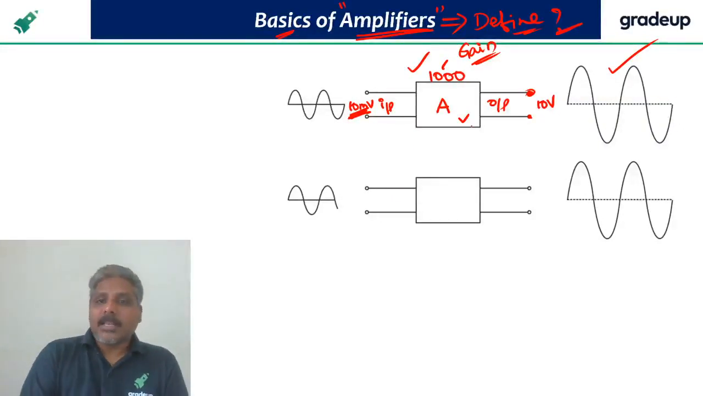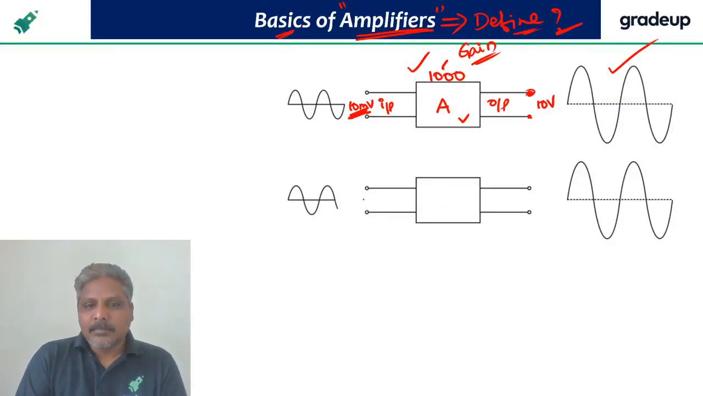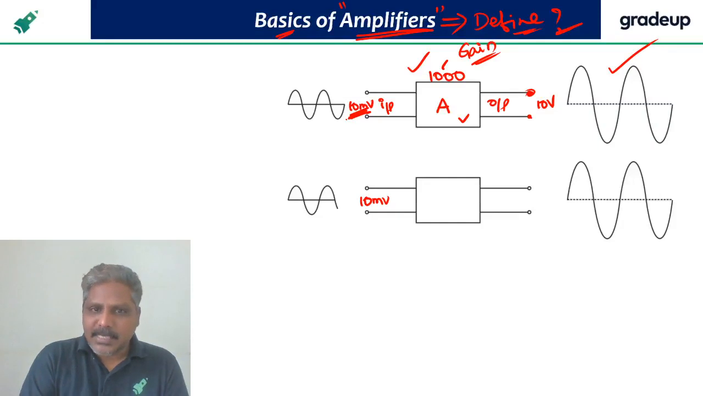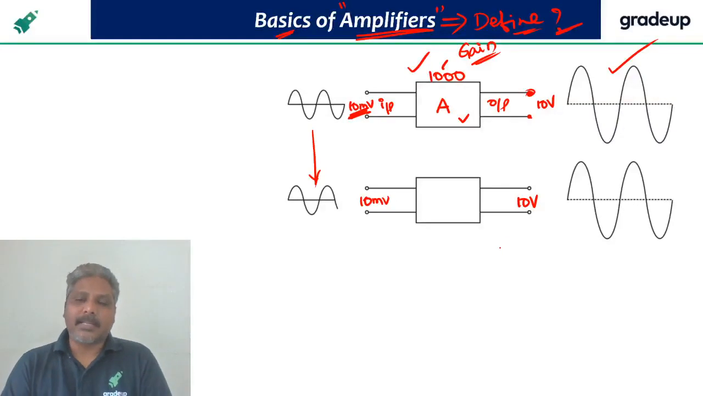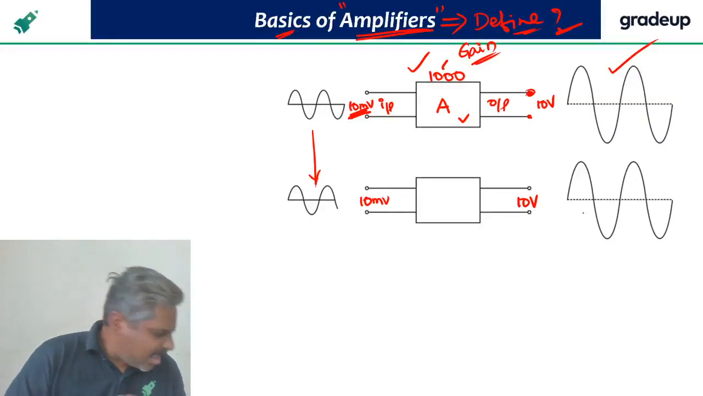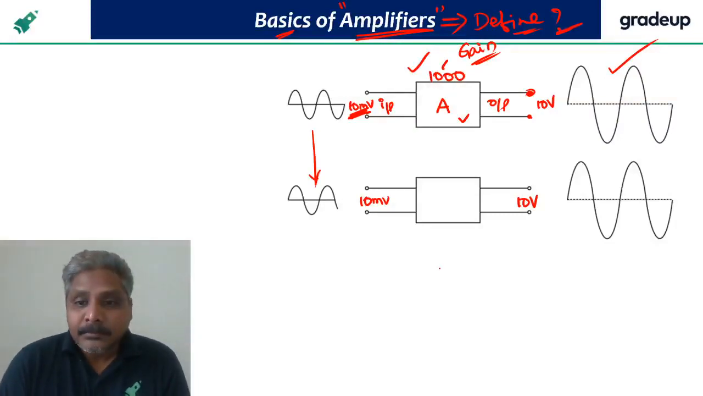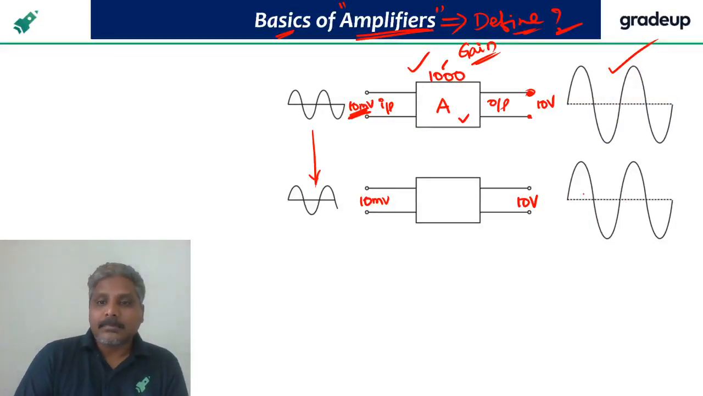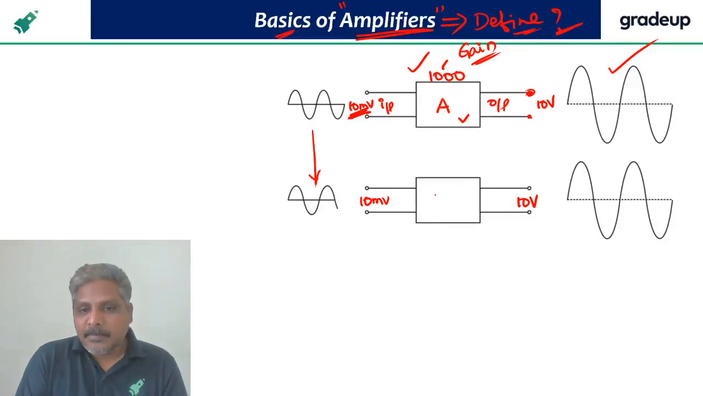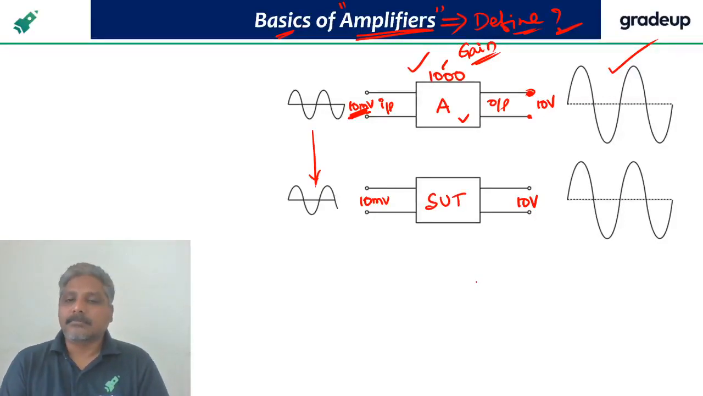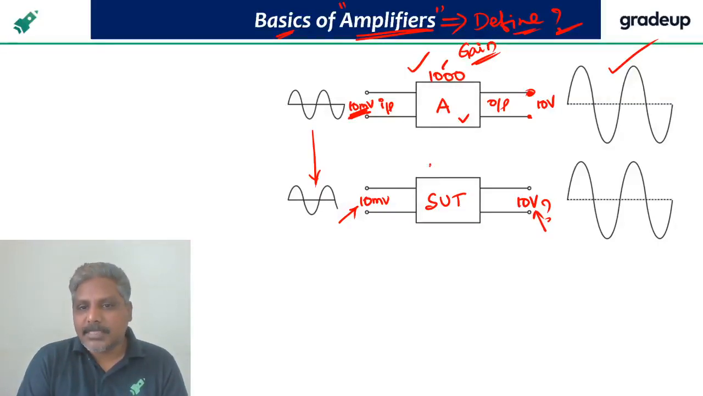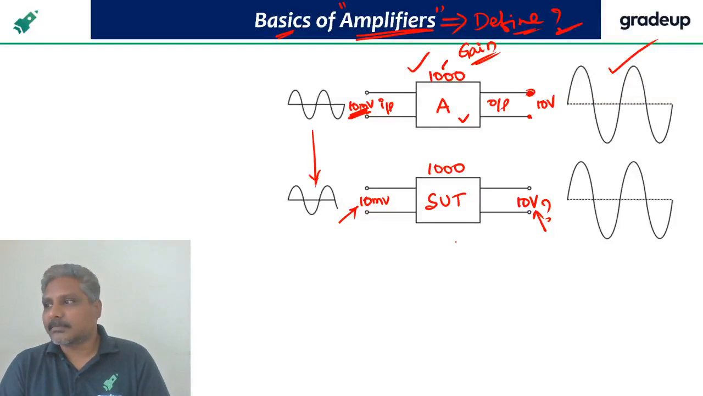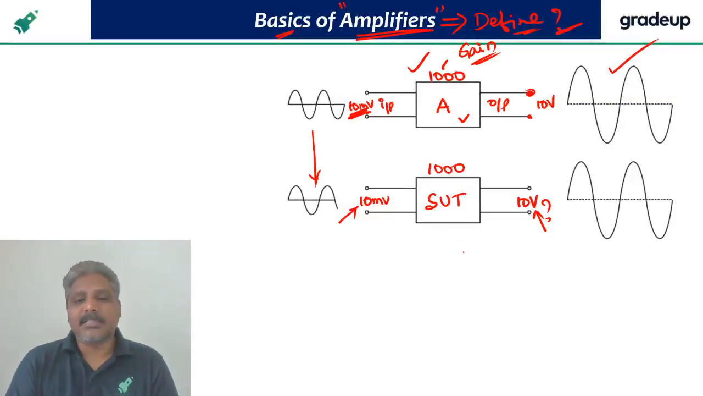Right? Now let me take another circuit. I'm not naming what it is. Here also let us say a 10 millivolt signal is applied. Same signal, whatever you apply here, the same is applied here. Here also let us say I am getting 10 volts. The shape is also the same. But this circuit, I don't call it an amplifier. I call it a step-up transformer. Possible? In a step-up transformer also, if I give a 10 millivolt signal, I am getting 10 volts. How many times is it increased? Again 1000 times it is increased.